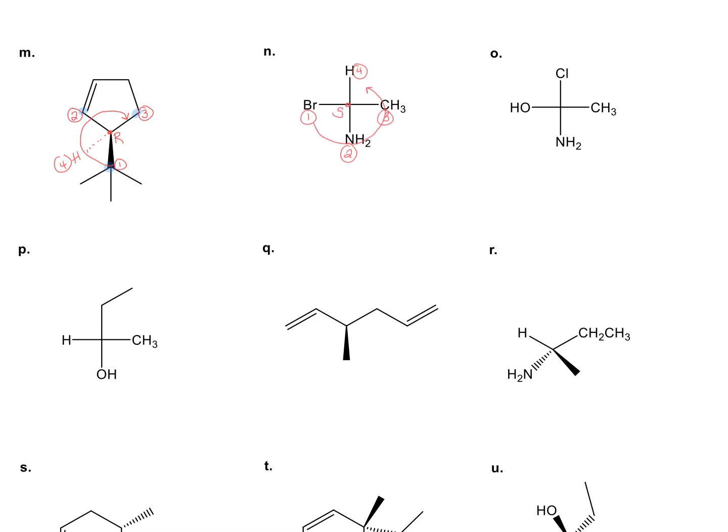Letter O is also a Fisher projection. So chlorine is 1, OH is 2, NH2 is 3, and methyl is 4. So since our low priority group is in the front, we're going to have to switch our answer. So 1 to 2 to 3, it's going counterclockwise. It should be S, but since the low priority group is in the front, we switch it. It will be R.